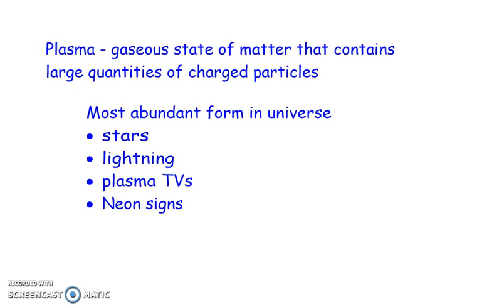The fourth state of matter is plasma. Plasma is a gaseous state of matter that contains large quantities of charged particles. This is actually the most abundant form of matter in the universe. However, we don't tend to deal with it too much in chemistry, at least not at the level of chemistry that we're doing.